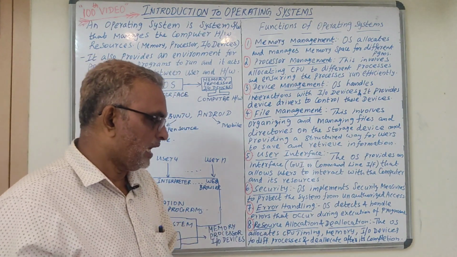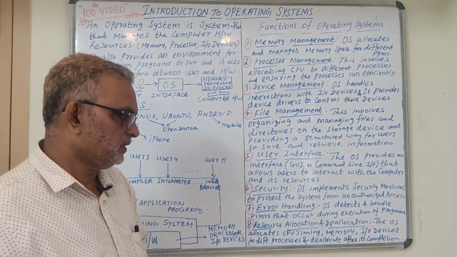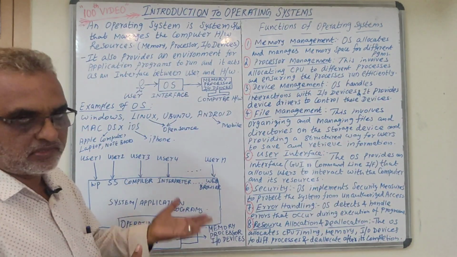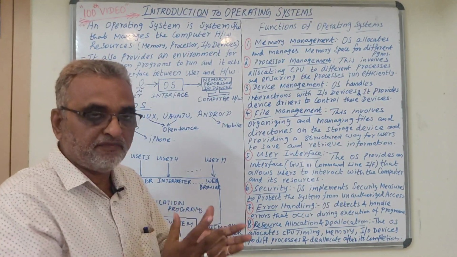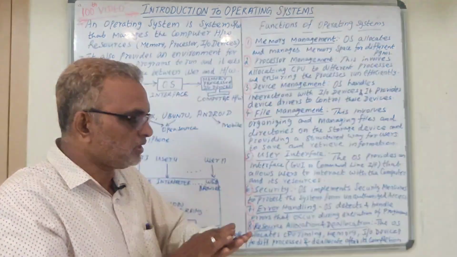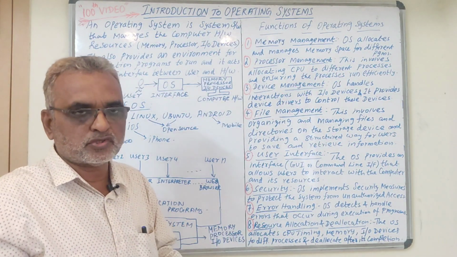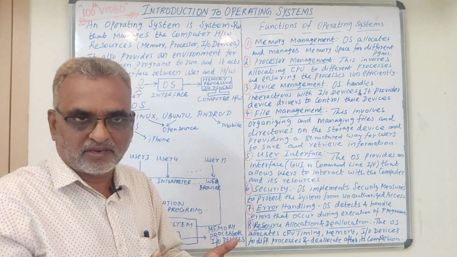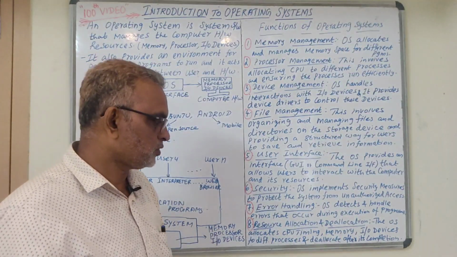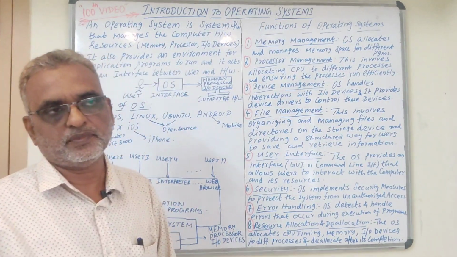Finally, the resource allocation and deallocation. As I said, whenever the user requires the memory or the processor, or the devices, they are allocated to the user. As soon as the process is over, the resources should be deallocated or reclaimed. So that is the last function, resource allocation and deallocation.